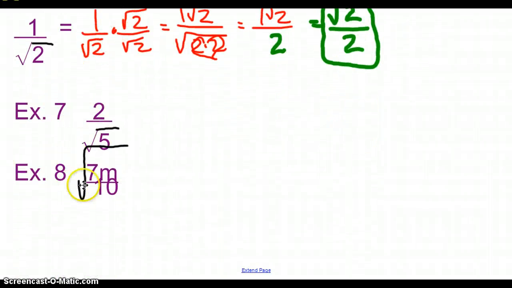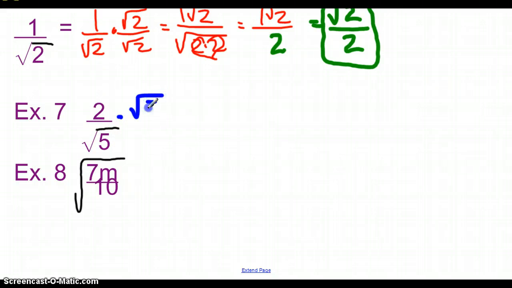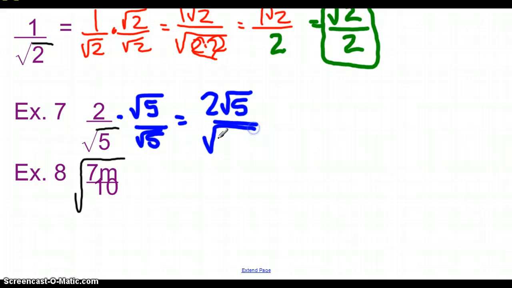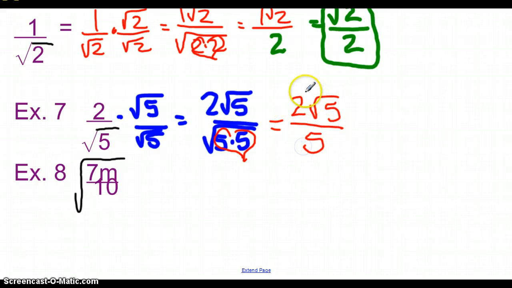So, let's see if I can move this down just a little bit here. If I'm looking at this one, the square root of 5 is what I need to get rid of. So I multiply the top and the bottom by the square root of 5. So this will be 2 square root of 5. And now on the bottom there are 2 5's underneath the square root, this one and this one. So now there's a pairing in the bottom. So it'll be 2 square root of 5 over 5. That's my final answer.